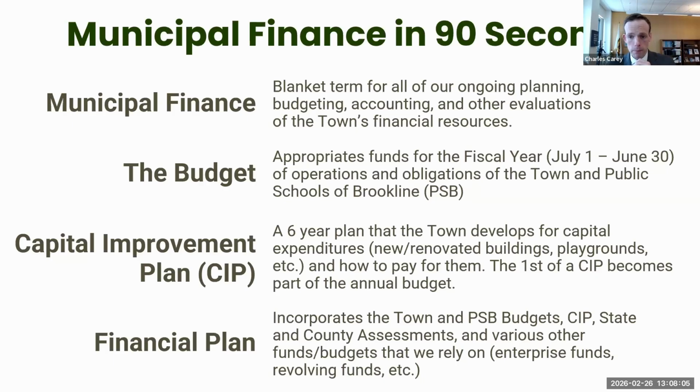The financial plan, which is online at Budget Central on the brooklinema.gov website, is the document our office publishes that incorporates the budgets for all the municipal departments, the schools, the capital improvement plan, the assessments that we pay and receive from the state and the county, and all the other funds and budgets that we rely on, such as enterprise funds and revolving funds, which we'll talk a little bit more about as we go down the line here.